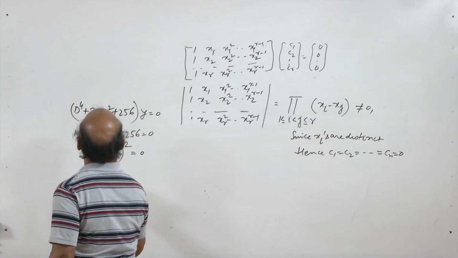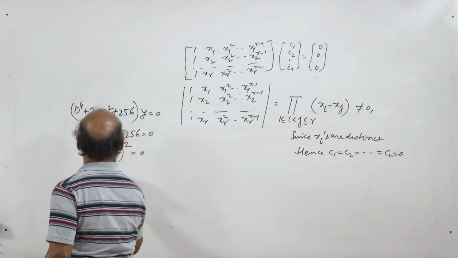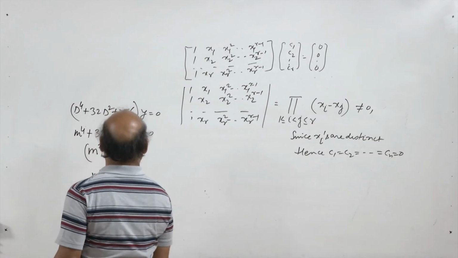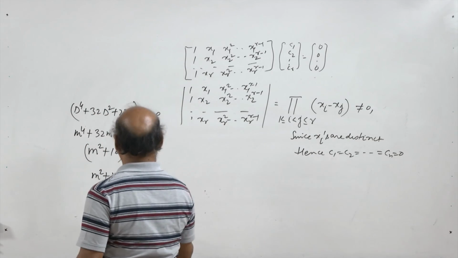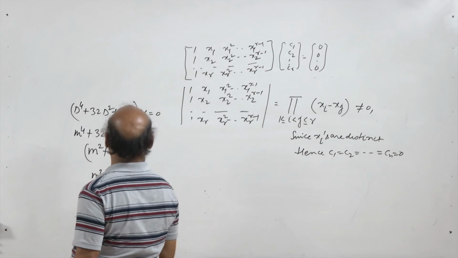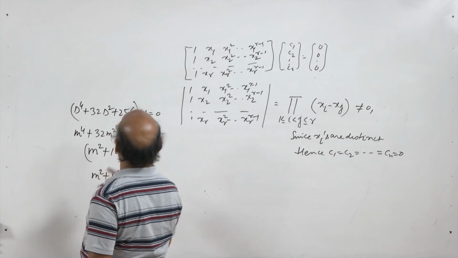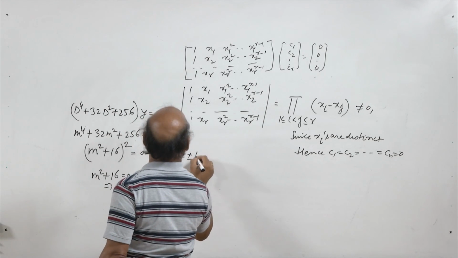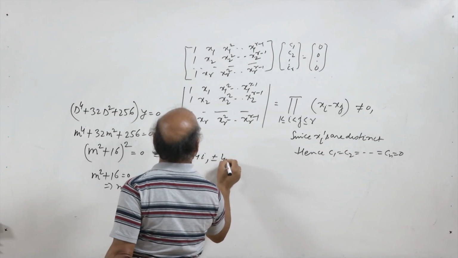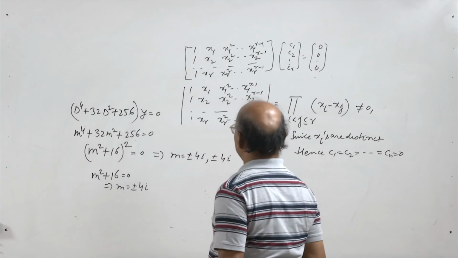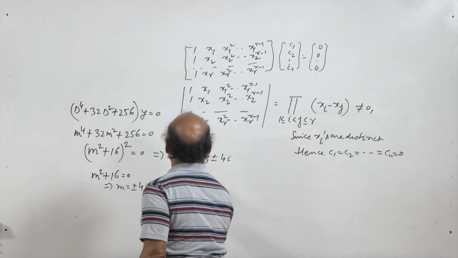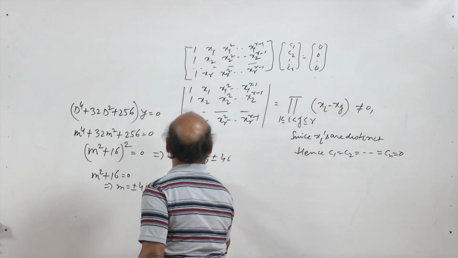So we have here m square plus 16 equal to 0, which gives m equal to plus minus 4i. Plus minus 4i occur twice, because here we have m square plus 16 whole square. So this gives m equal to plus minus 4i and plus minus 4i. So 4i occurs twice and minus 4i also occurs twice. So here we will have the independent solutions.